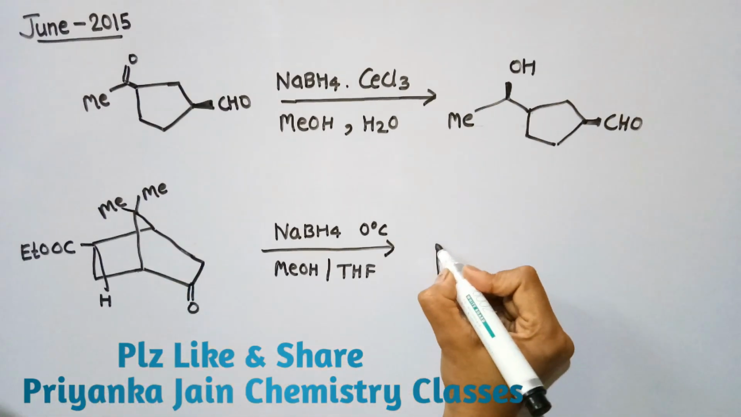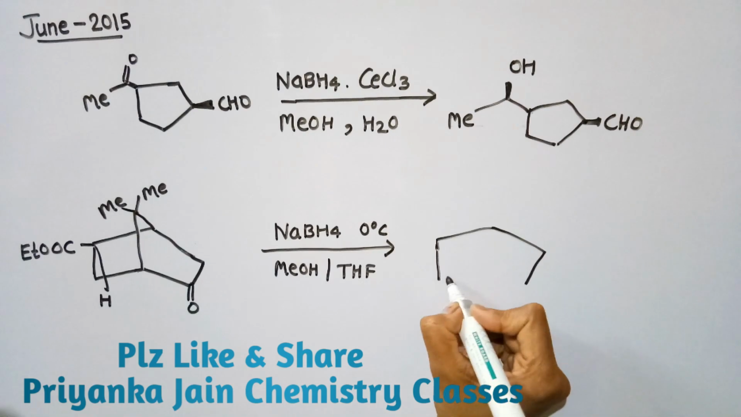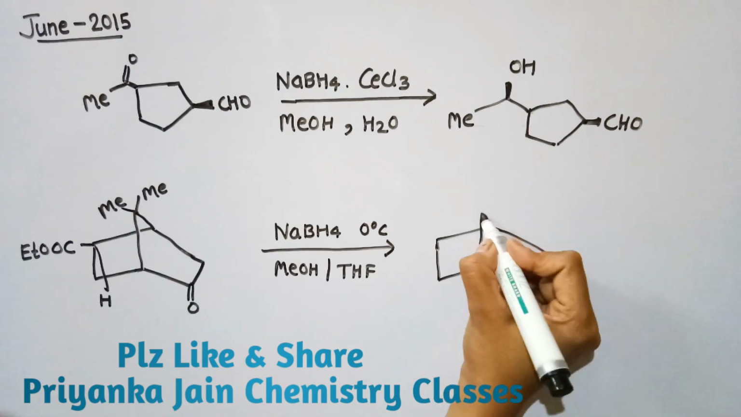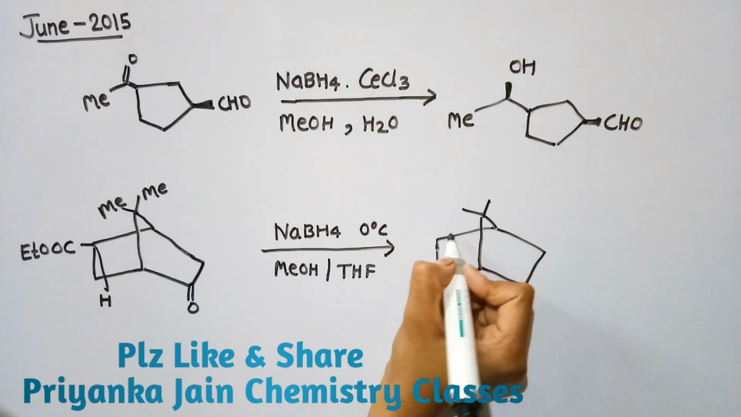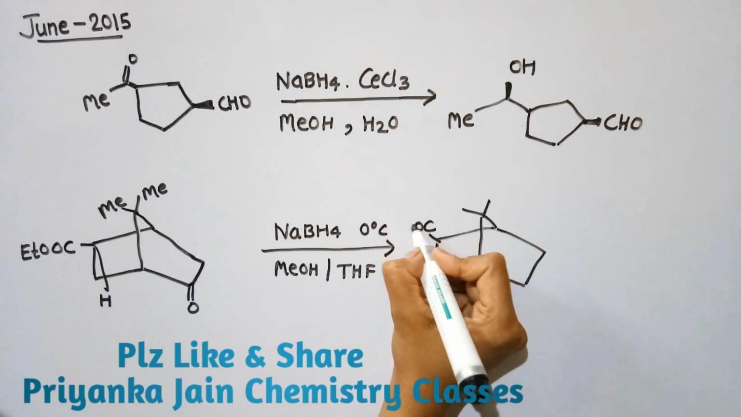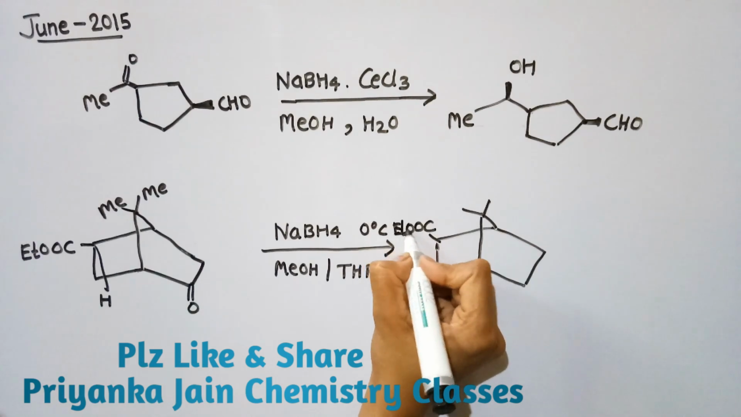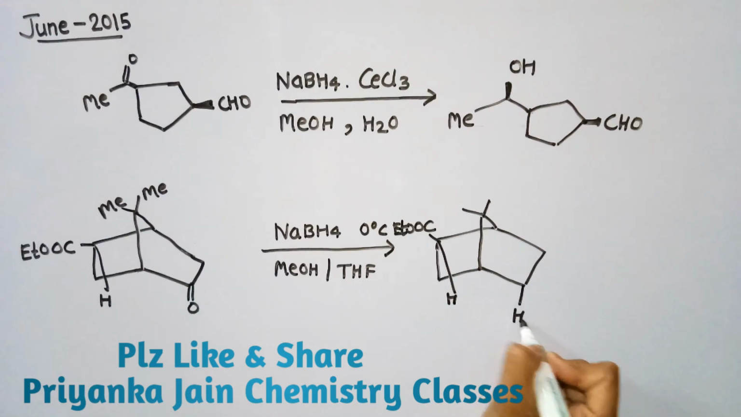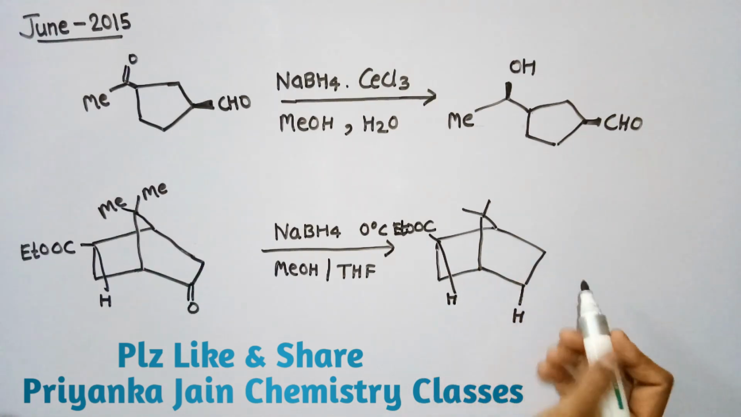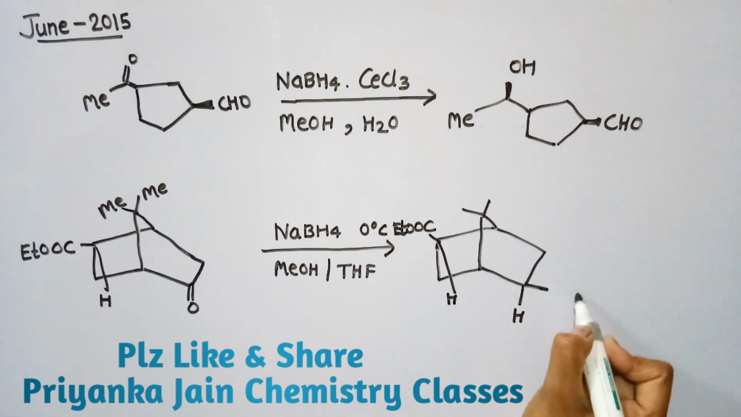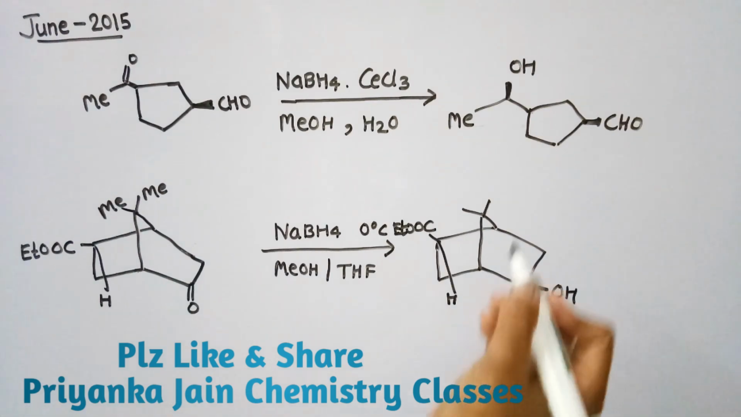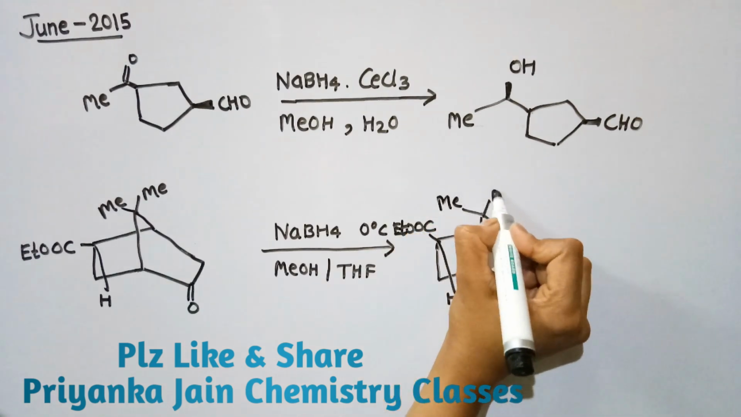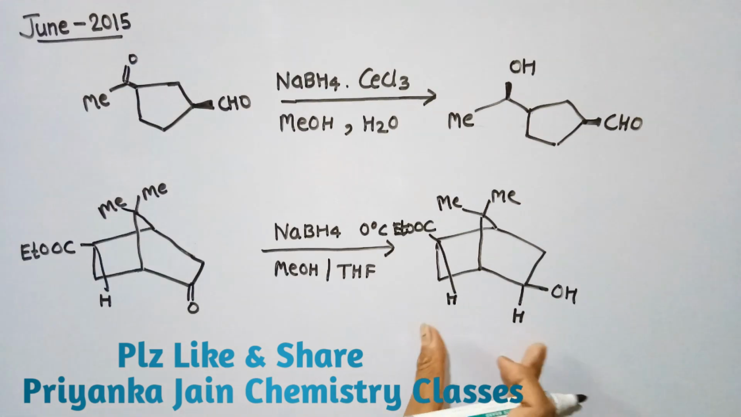So what will be our product? This whole thing will remain as it is. These are two methyl groups, and here is a COOEt group, and this is one H. Now this will be the hydrogen of the hydride ion. It is attacking on the axial side. So our OH group will be here in the equatorial position, right? So this will be our product. Here you can write these two Me. In this way we are getting our product. So I hope you all understand the reason. Thank you.